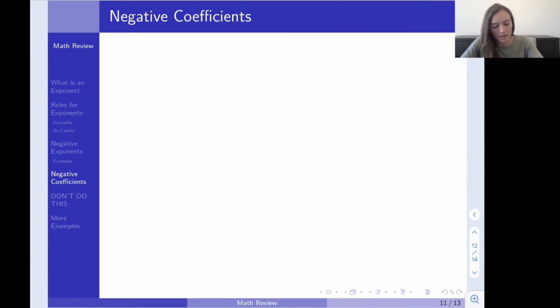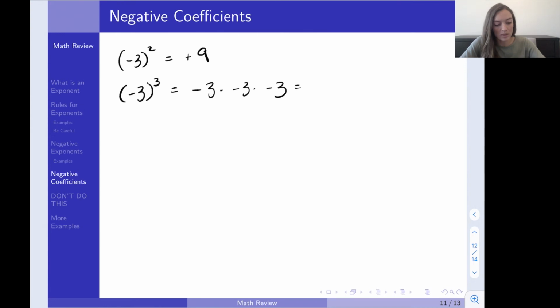And then let's just look at negative coefficients for a second. Let's start with negative 3 squared, which we said is positive 9. What if I had negative 3 cubed? Well, now I have negative 3 times negative 3 times negative 3. That's going to give me negative 27, right? Because a negative times a negative is positive, and then I'm multiplying by another negative, so that's negative 27.